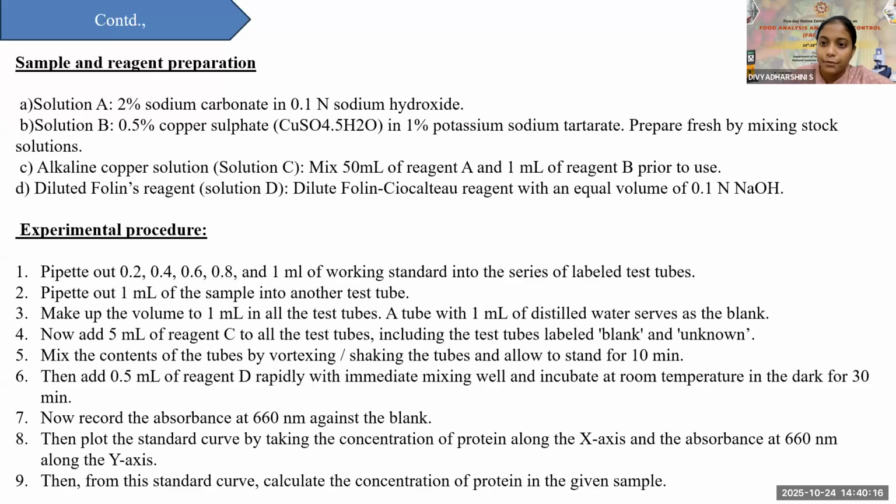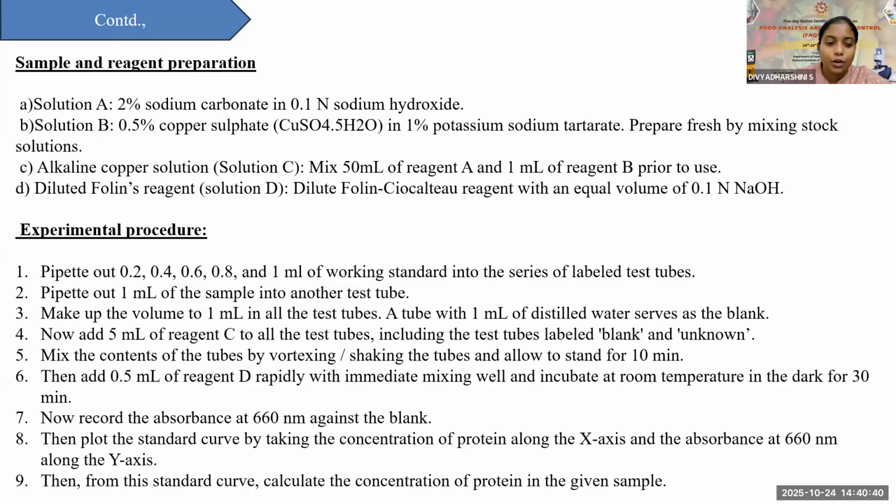So which is the main step for our procedure. First one is solution A. Only two solutions we are preparing. Solution A is 2% of sodium carbonate in 0.1 normality of sodium hydroxide. 0.1 normality is used in many experiments like acidity, titratable acidity and so on. So normality we will be calculating using C1V1 = C2V2.